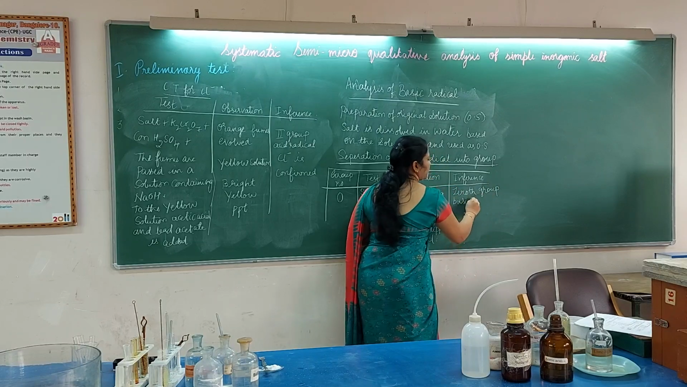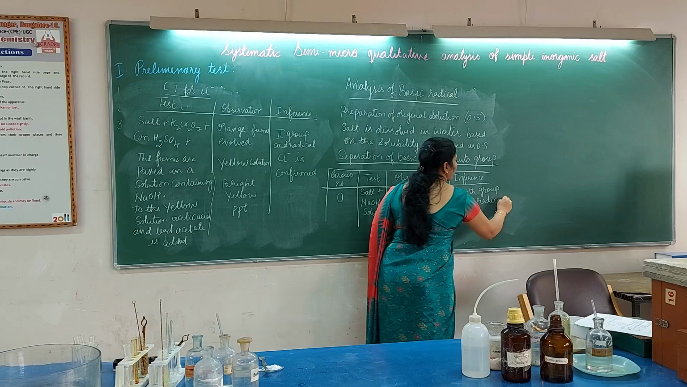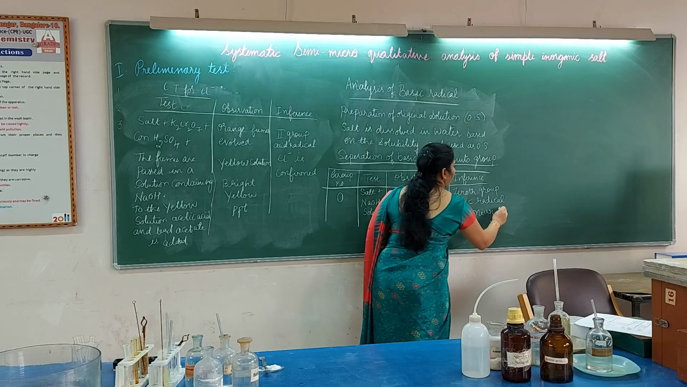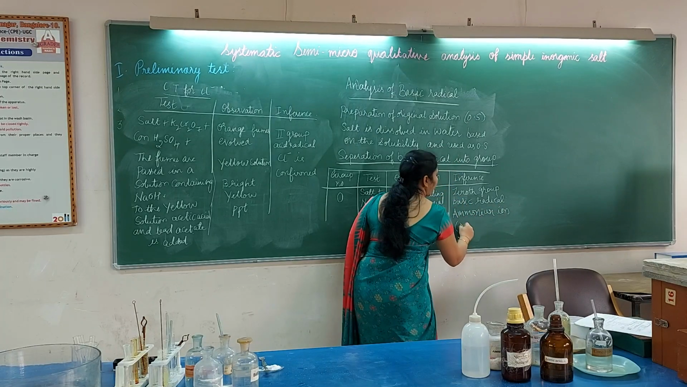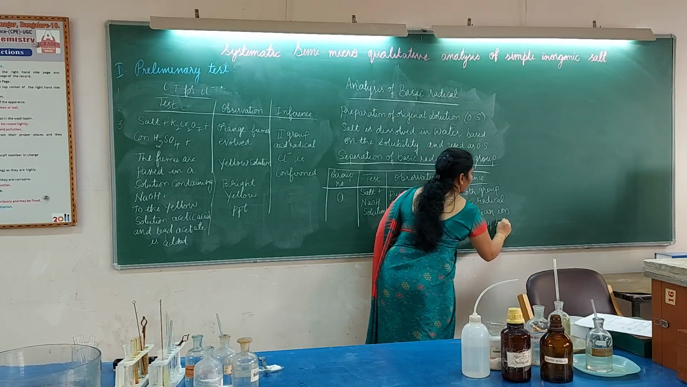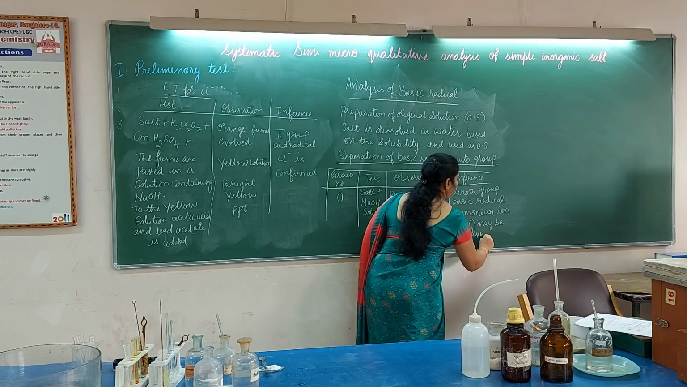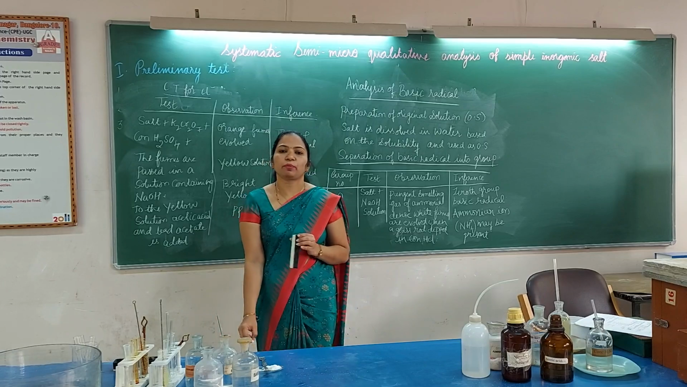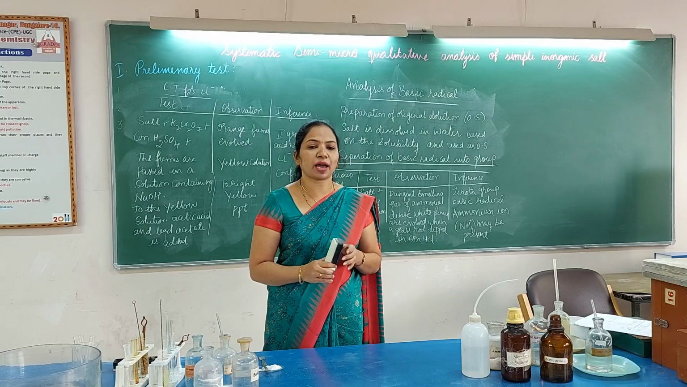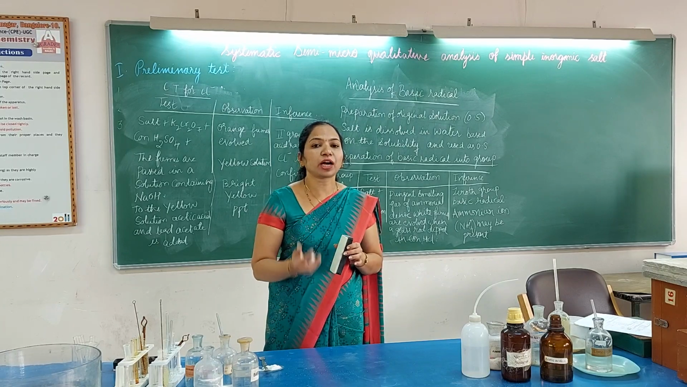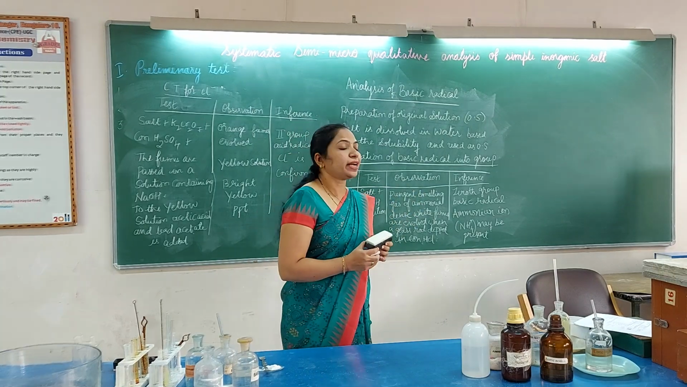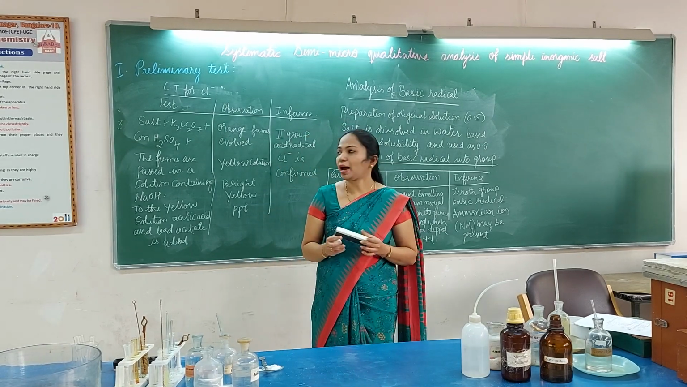Basic radical, ammonium ion, that is NH4 plus, may be present. So we have got that it might be NH4 plus, ammonium ion. So next what we have to do? We have to confirm and find out the presence of NH4 plus ion. So let us do the confirmatory test for ammonium ion.